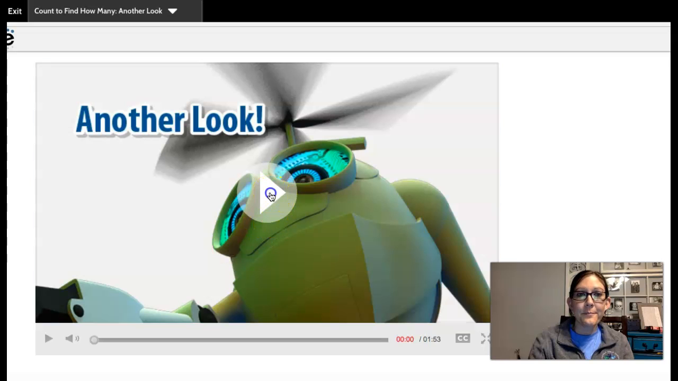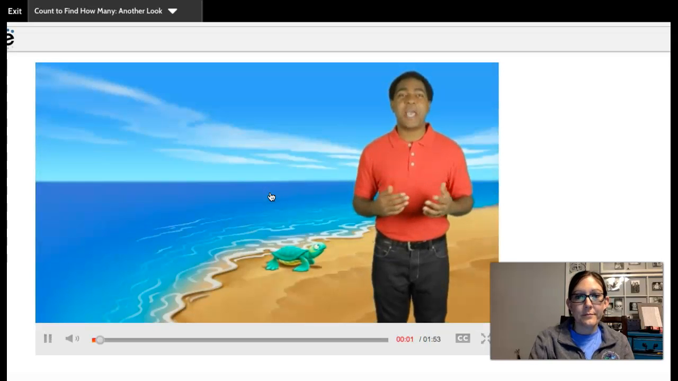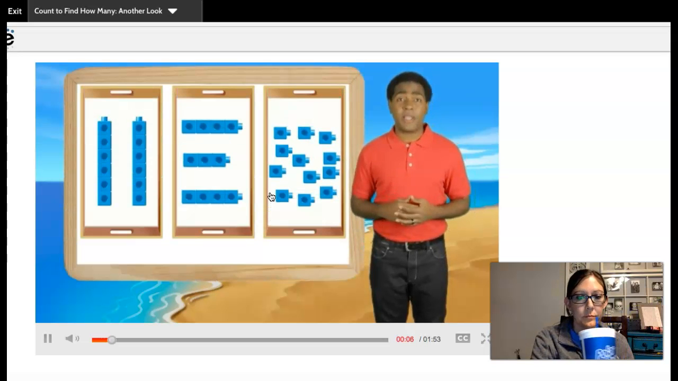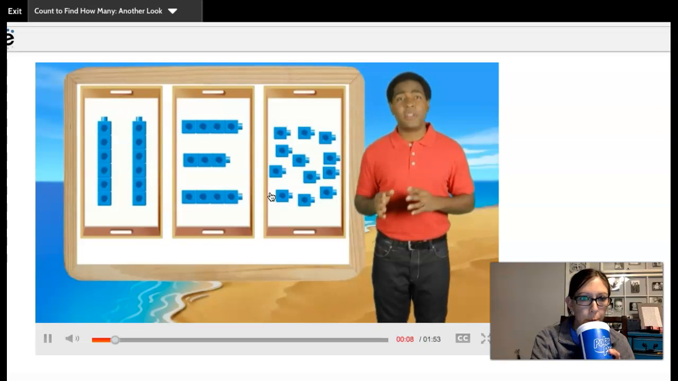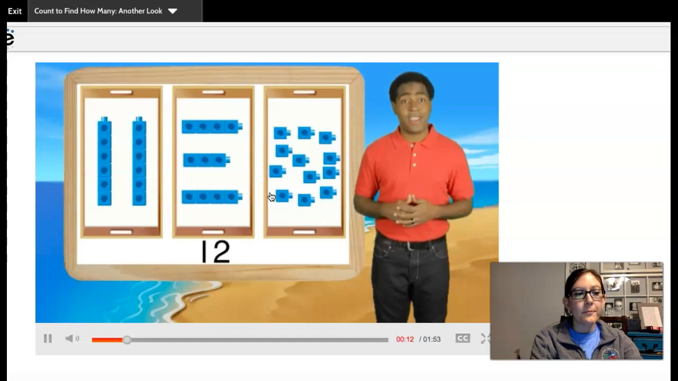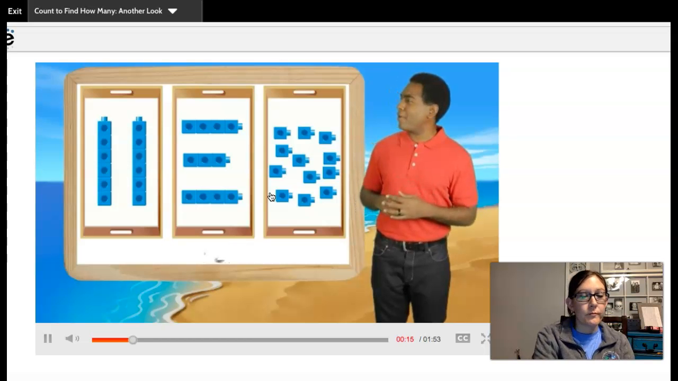Here we go. You there! You're just in time to help with my project. I was making trays of connecting cubes to give to 3 of my students. I need to give each student 12 cubes. Can you help me check to see if I have 12 cubes on each tray? Which tray should we count first?